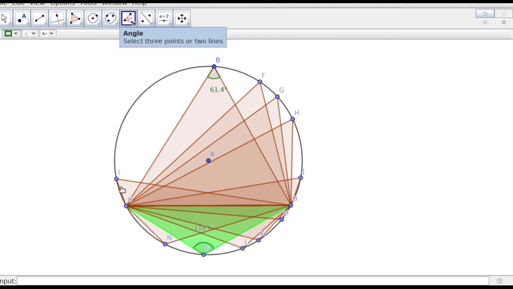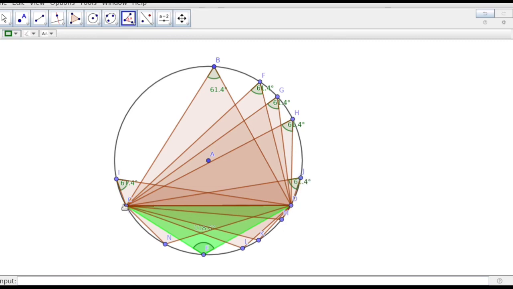Let us measure the first angle. First one is this one, and what is its angle? Yes, that is equal to 61.4. Then next this one, let us measure that, and what is its measure? That is also equal to 61.4. Then what about this angle? Yes, that is also equal to 61.4. And what about this angle? Yes, that is equal to 61.4. So what about this? Can you assume? Yes, that is also equal to 61.4.